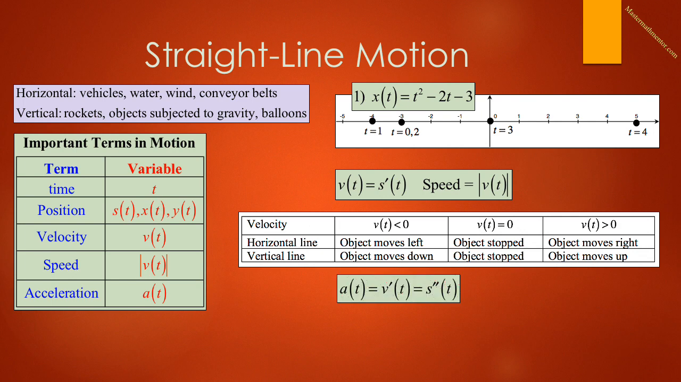The definition of the acceleration function, a of t, is the instantaneous change of velocity over time. We know this to be a derivative, and thus can say that a of t is equal to v prime of t. But since v of t equals s prime of t, we can say that a of t is equal to s double prime of t. Acceleration is measured in linear units per unit time, or linear units per time squared.